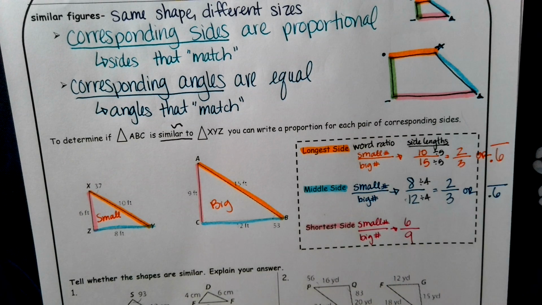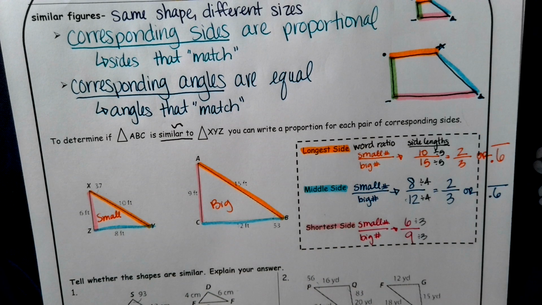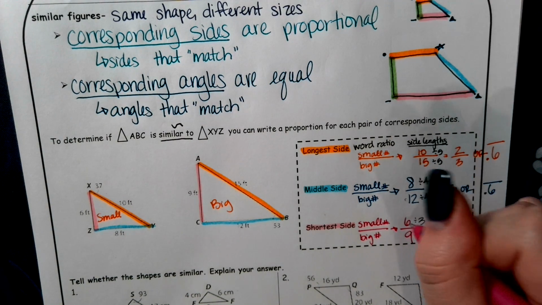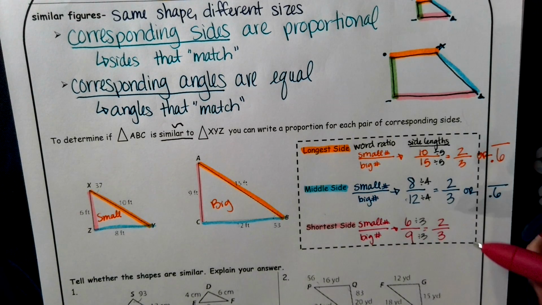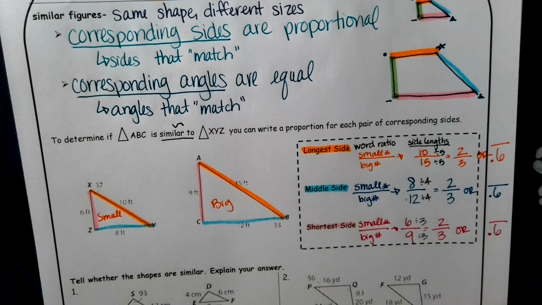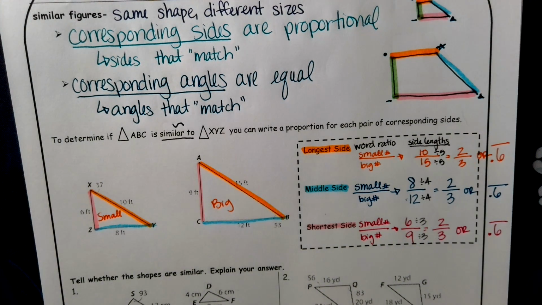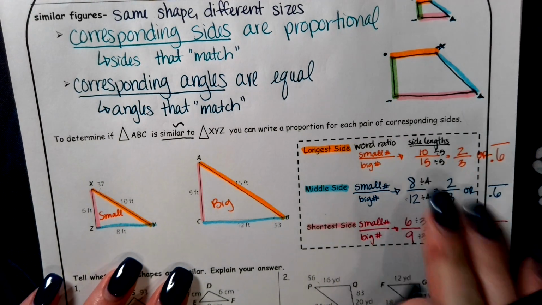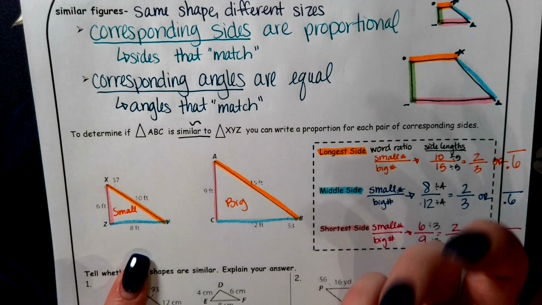6 and 9 are both divisible by 3. 6 divided by 3 is 2. 9 divided by 3 is 3. Or if you type it in your calculator, you get 0.6 repeating. So now we've got to check. Do we have the same number all the way through? Yes. It is the same number all the way through. So they are proportional. They are similar figures.